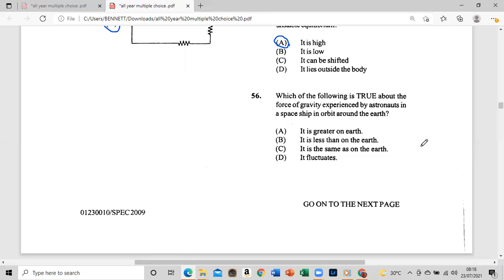Which of the following is true about the force of gravity experienced by astronauts in a spaceship in orbit around the Earth? Is it A, it's greater than on Earth, B, it's less than on Earth, C, it is the same as on Earth, or D, it fluctuates? And that is B, it's less than Earth.